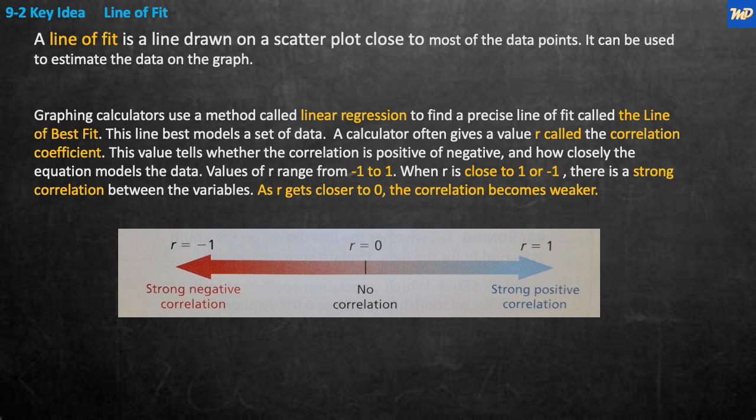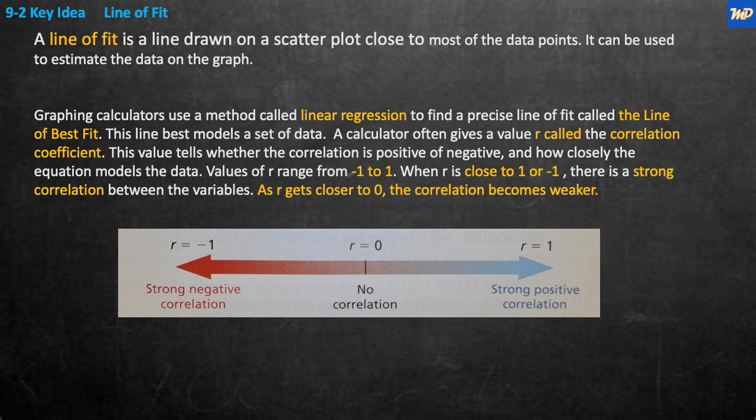So a key idea, line of fit. A line of fit is a line drawn on a scatter plot close to most of the data points. It can be used to estimate the data on a graph. So I guess what that's saying is there's a bunch of points on a graph, and they're all spotted kind of near a line, some type of a line you could draw through the points, and all the points will have a relative closeness to that line. We just looked at that in a previous slide, so I know you're familiar with it.